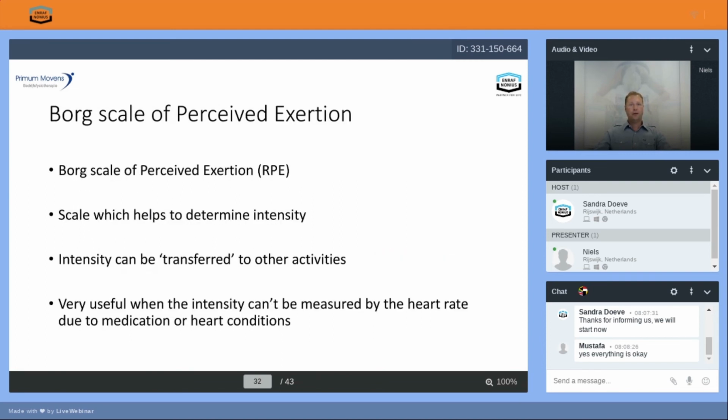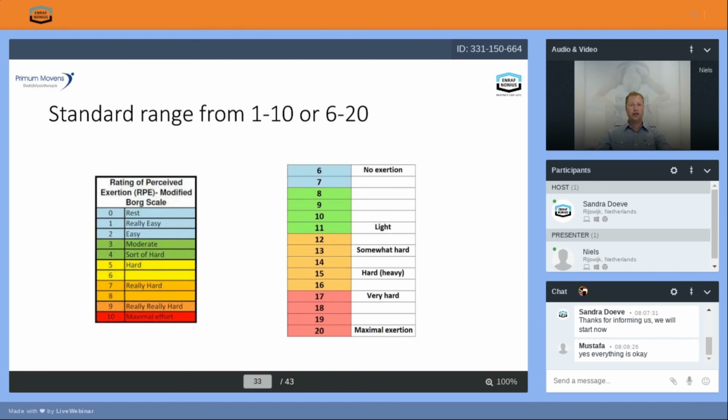Then there's a fourth method. That's the Borg scale of perceived exertion. It's also called the RPE, rate of perceived exertion. It's a scale which helps to determine the intensity, and the intensity can be transferred to other activities. It's very useful when the intensity can't be measured by heart rate due to medication or heart conditions. So for cardio rehabilitation, this is a very nice instrument to work on to find the right training intensity.